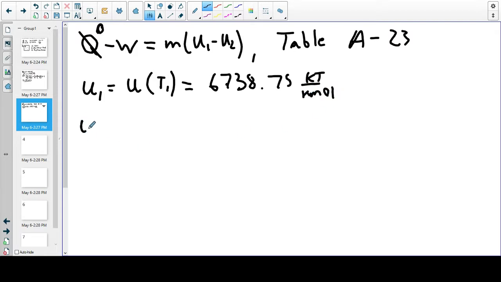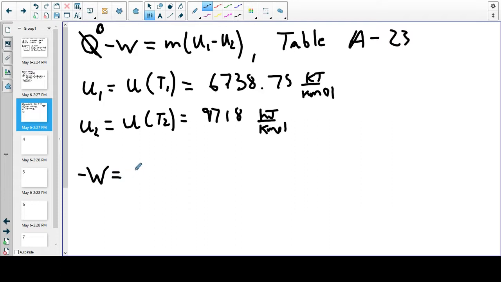And then we have U2, which is very similar. There is a 390 column or section, so you can find this one pretty easily. If you do that, you get 9718 kilojoules per kilomole. And so these are our values we're going to be working with. If you stick them into the equation, we have negative work is equal to M, which from the beginning of the problem is 0.5 kilograms, times 6738.75 minus 9718.